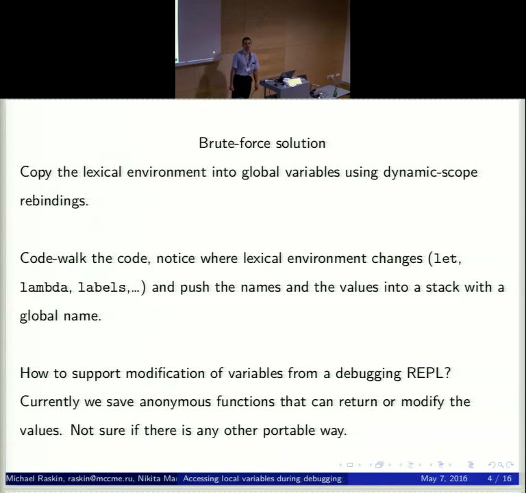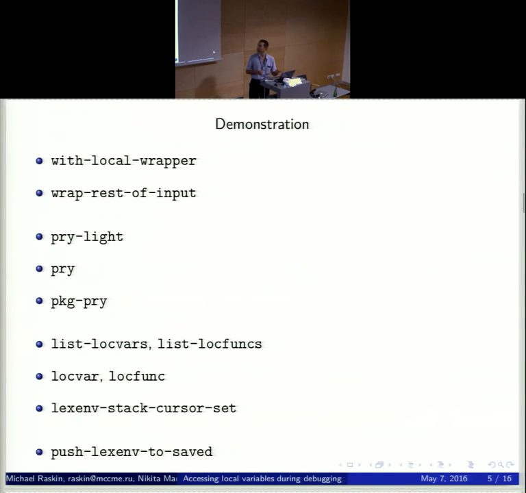Sometimes people want to change the value of a variable inside a debugging REPL and continue execution with the new value as if it always was there. And how to support this? You need to save not just the value, but a place reference somehow. And it looks like the standard allows just one safe way to do it, and it is to create a function which captures this variable binding and can modify this variable value. And it turns out that it does work everywhere, and it looks like there is no better way which is also safe. And it just happens that it somewhat works.